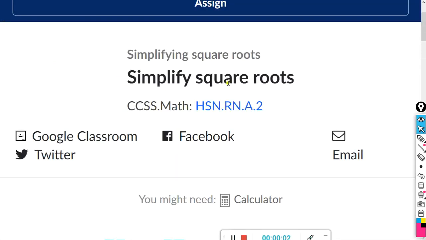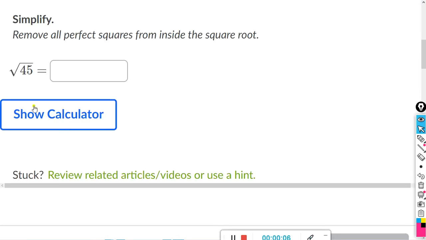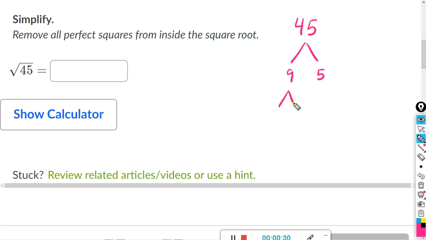This will be for the assignment, simplify square roots. So they want us to simplify the square root of 45. Okay, the best way to do that is just to write out the factors of the number 45. So I know that 45 is the same as 9 times 5. Okay, I can't break up the 5 any further. And I know that 9 is the same as 3 times 3.